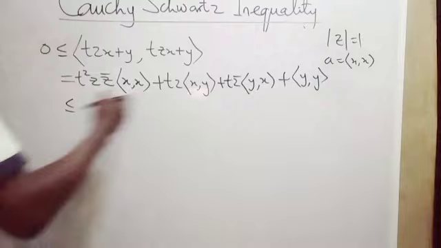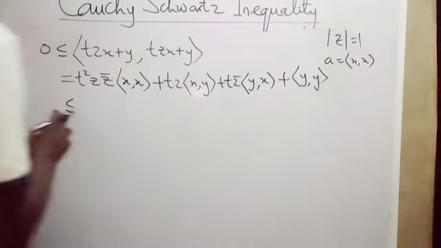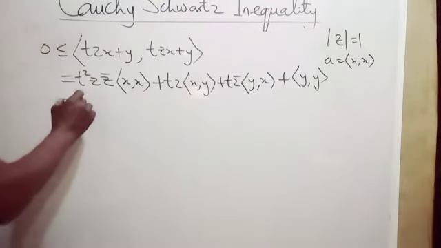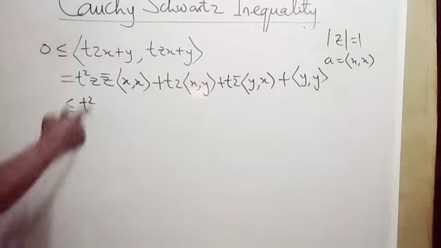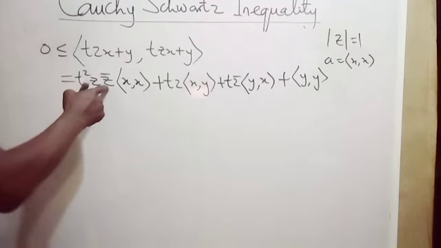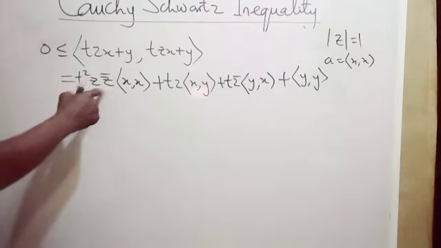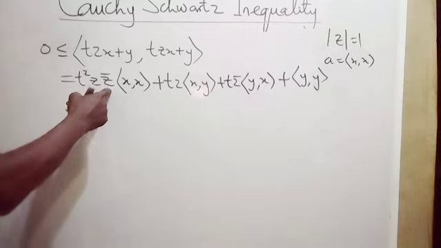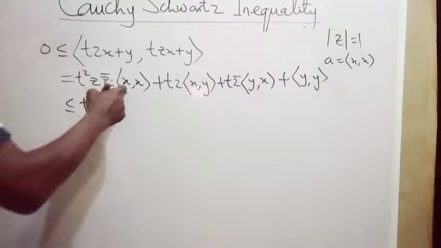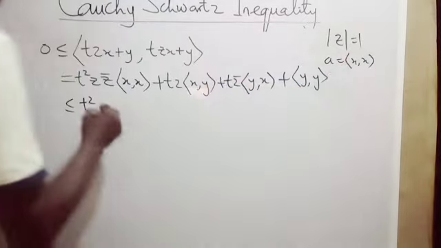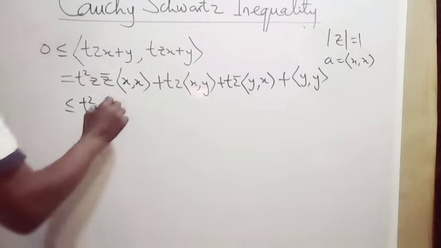It will be wrong if we say equals to, because we have assumed it. So it has to be less than or equal to t squared. Now z multiplied by the complex conjugate of z is 1. So everything here is 1. Hope you understand. Then the inner product of x comma x is a. You can see. Then plus.